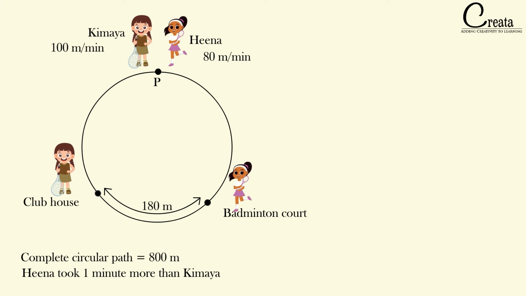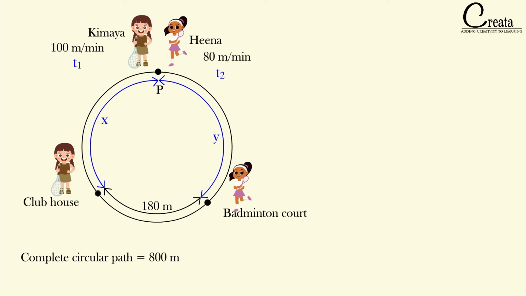Let's approach the question. Let's take the distance between the point P and the clubhouse as x. It means Kimaya has traveled the distance x with an average speed of 100 meters per minute. And let's assume the distance between the point P and the badminton court as y. That is the distance traveled by Hina at an average speed of 80 meters per minute. Let's assume the time taken by Kimaya to reach the clubhouse as t1 and the time taken by Hina to reach the badminton court as t2.